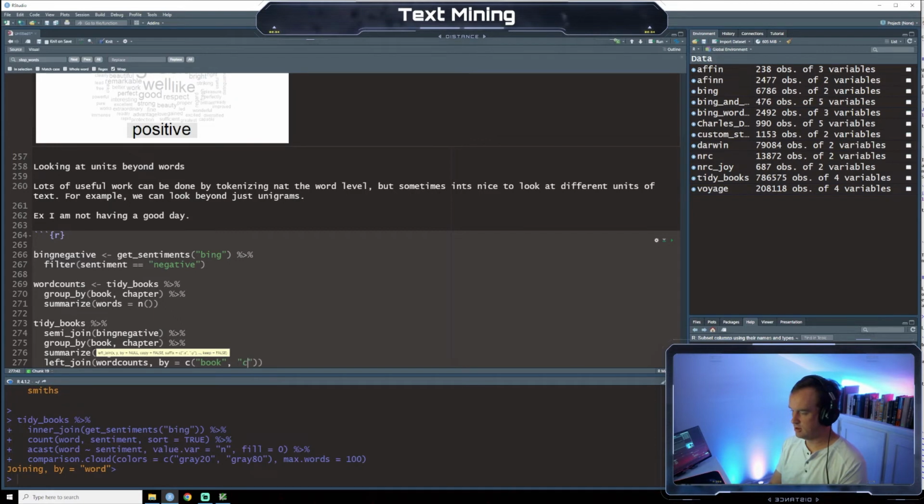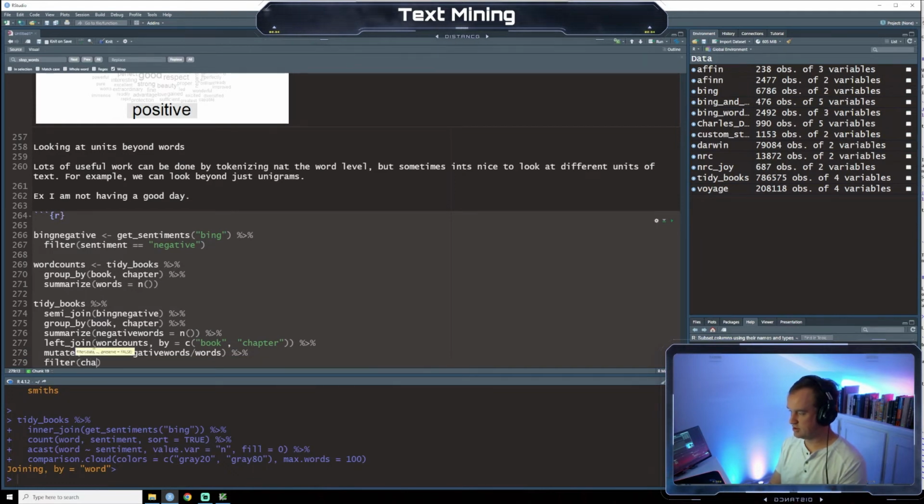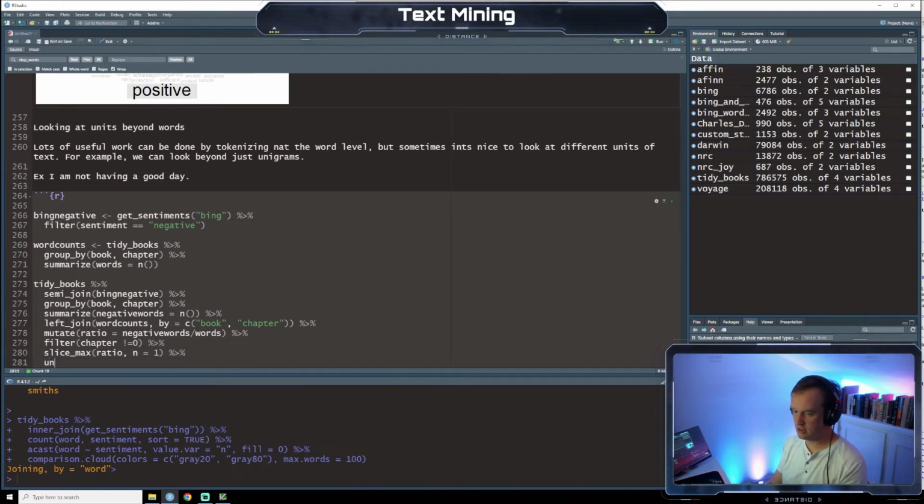Then mutate, ratio equals negative words divided by words. Filter chapter does not equal 0, so we don't want the first chapter, or the 0 chapter, which is like our title and our author and when it was published and all that stuff. We saw that with the Jane Austen stuff earlier, so we don't want that. Slice max, ratio, n equals 1, and then ungroup.